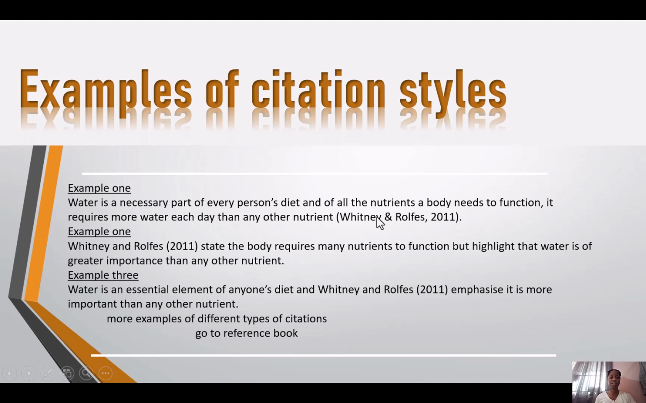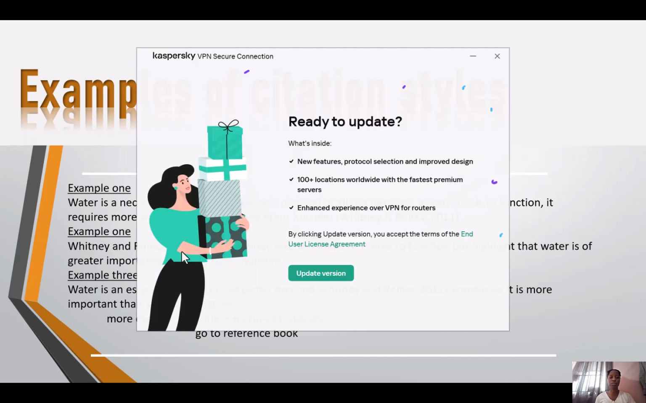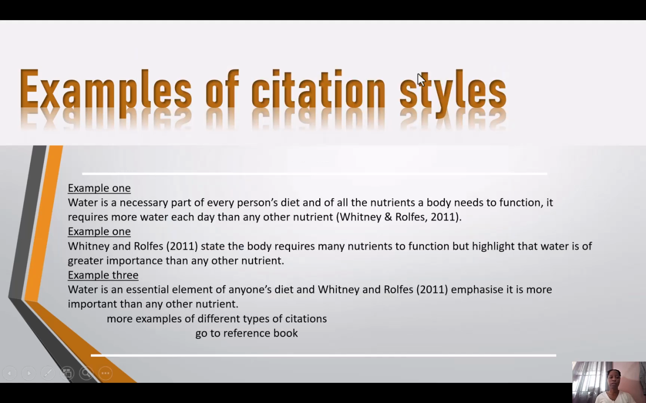Let's see citing at the beginning. Whitney and Rolfs 2001 state that the body requires many nutrients, and so on. This is citing at the beginning. Realize the difference. At the end, everything will be in the brackets, but the names will be separated from the year by a comma. At the beginning, the names will not be in the brackets, and check the "and" they use. This is at the beginning. At the end, you can put the sign of and, but at the beginning, don't do this. Even in the middle of the sentence, don't put the sign, put the real "and". So at the beginning, only the year is in the brackets.